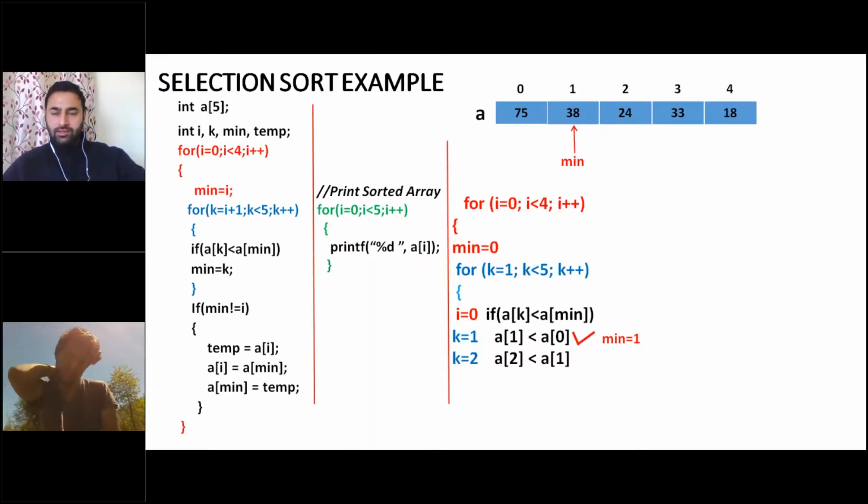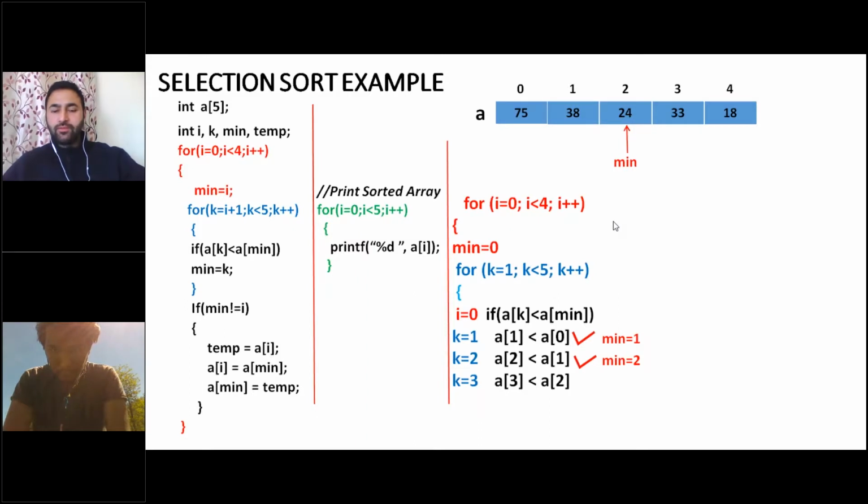And is this true or is this false now? Is this again true? So what will happen? Minimum will be set to second location. So minimum is set to 2. See, minimum is moved to second location.